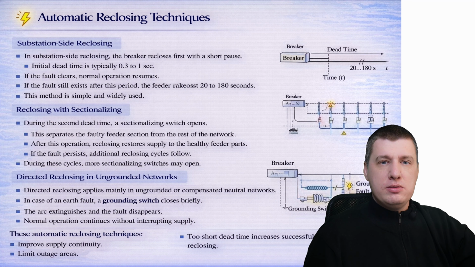This section explains different automatic reclosing techniques used in power networks. Substation-side reclosing: in substation-side reclosing, the breaker recloses first with a short pause. The initial dead time is typically 0.3 to 1 second. If the fault clears, normal operation resumes.